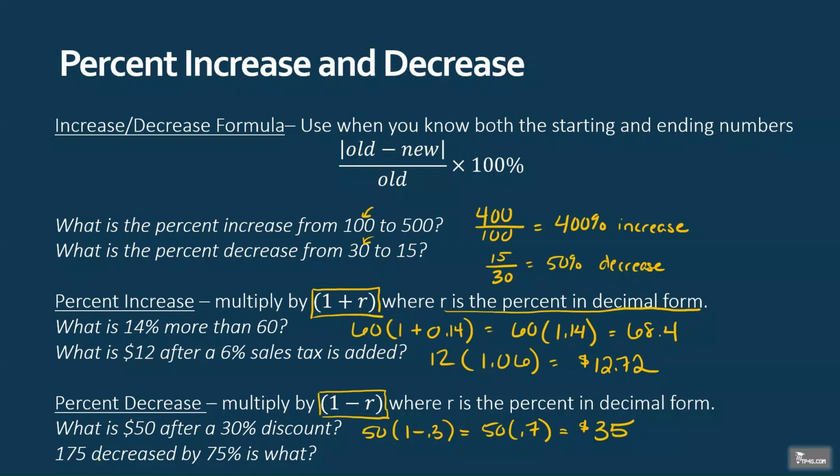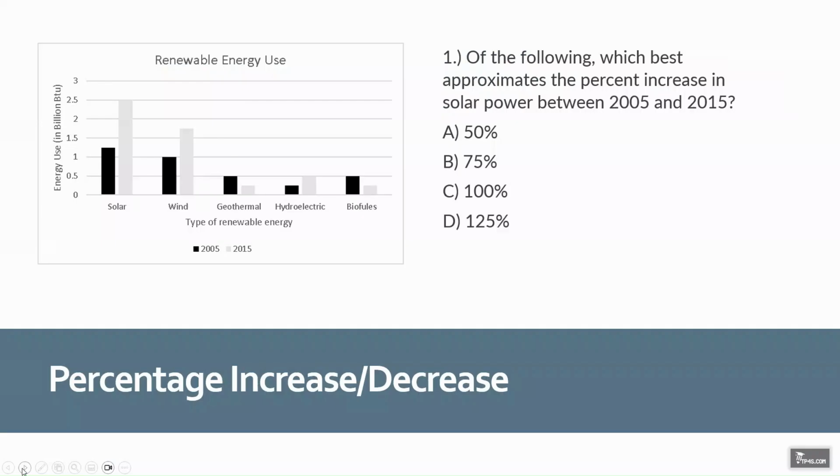And let's do our last question. 175 decreased by 75%. In other words, I'm going to take 25% of it. 175 times 0.25. And you do have to round here. That's okay. 43.75. All right, let's try some multiple choice questions like what you'll see on the SAT.